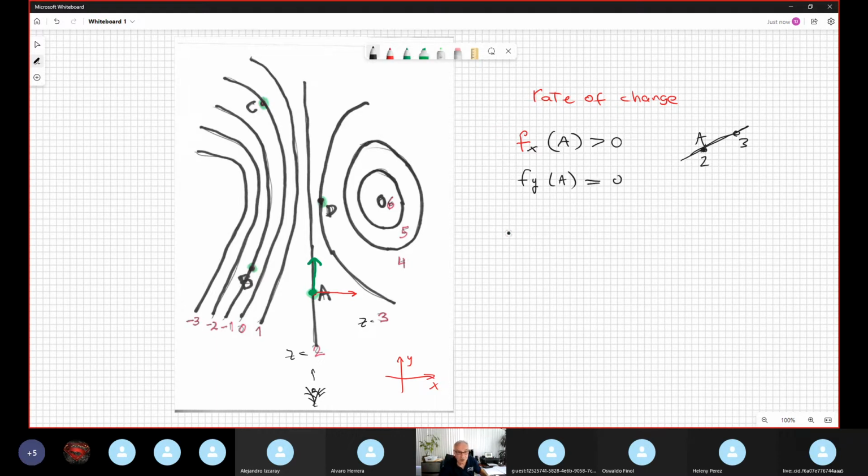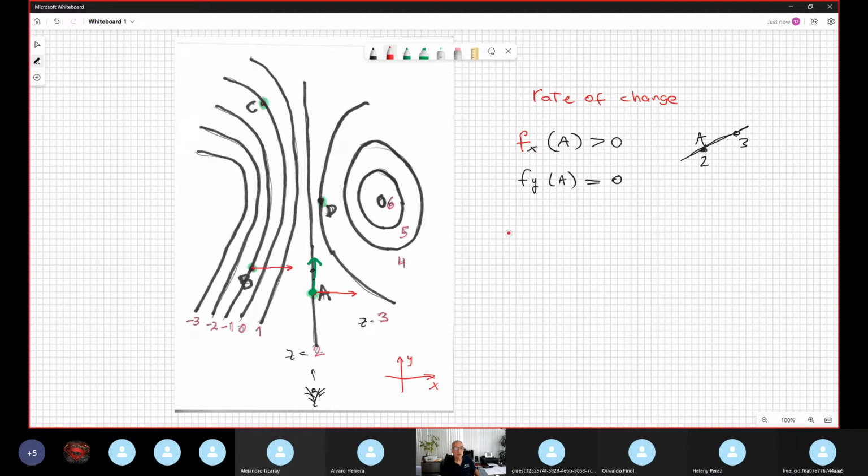What do you think about the rate of change at the point A in the direction Y, the green direction? It's 0. Very well. It's 0 because it's the same level. You select 2 points, for example here, and you see that Z is 2. So you travel like that, it's constant. If it's constant, the derivative is 0. Cool. I like that.